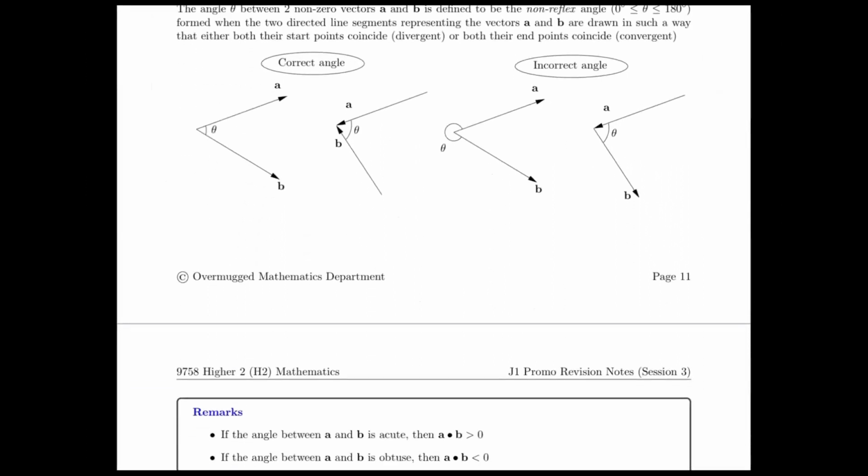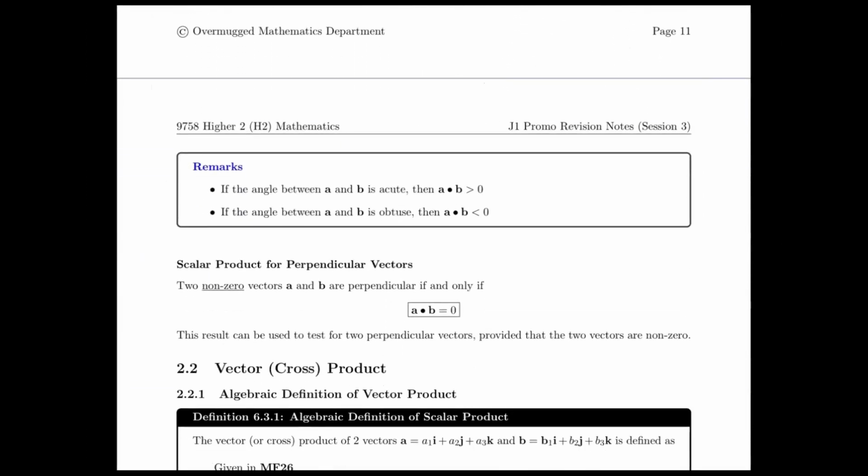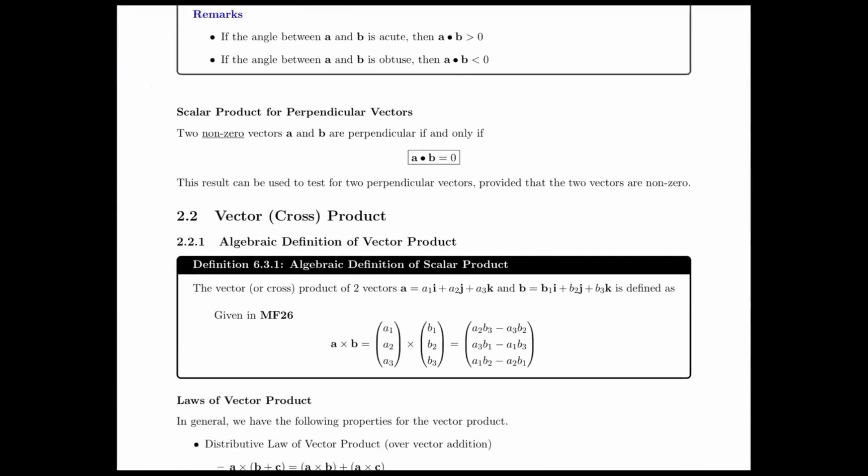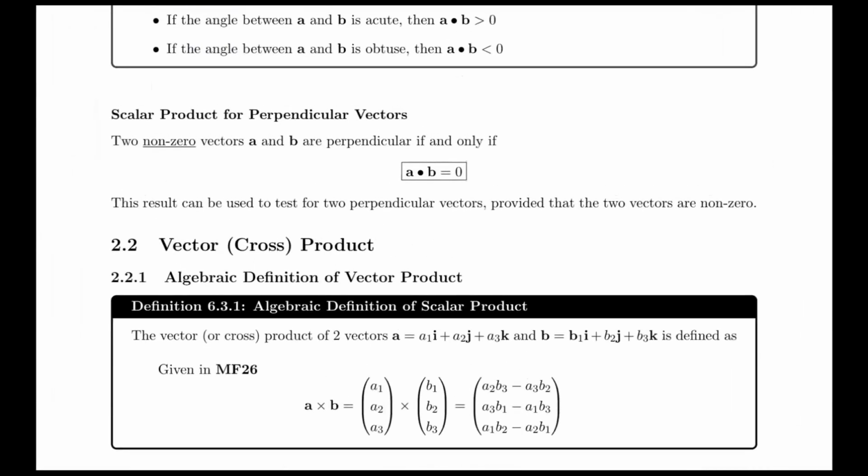No, okay, very good. I think it's written here. So A dot B acute means greater than 0. A dot B obtuse means it's less than 0. Okay. Now for perpendicular vectors: two non-zero vectors A and B are perpendicular if and only if A dot B equals 0.